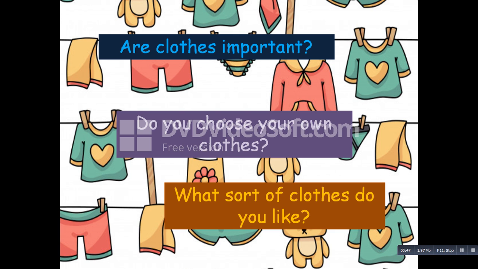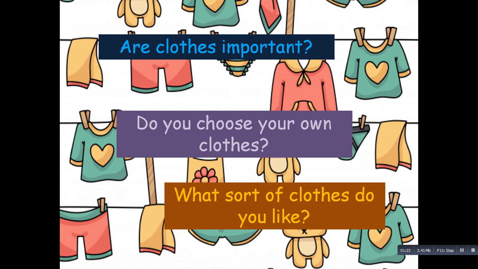Okay, children, when you talk about clothes, clothes play a very major role in our life. You can see on the screen, you get three questions. The first question says, are clothes important? Of course, yes, because it's like a basic need. Do you choose clothes on your own? Do you choose your own clothes or not? I think all my kids, you choose your own clothes, right? As you are in grade 6, you should be able to choose your own clothes.